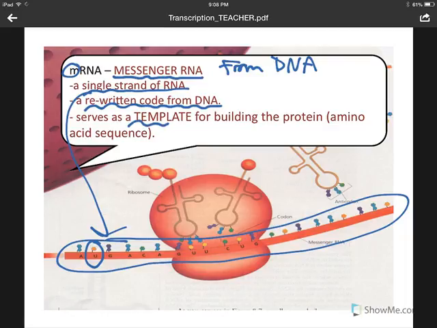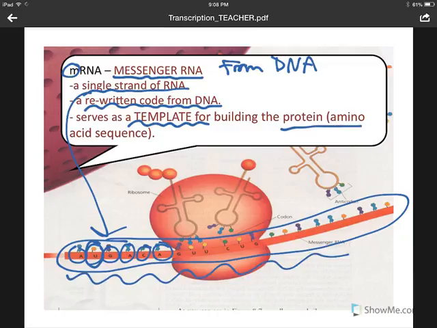This is going to serve as our template, something to build off of. We're going to take this sequence of letters, my A's, U's, G's, A's, C's, A's, and use this sequence of letters to actually build our proteins. And if you remember, our proteins are made up of lots of amino acids all linked together.